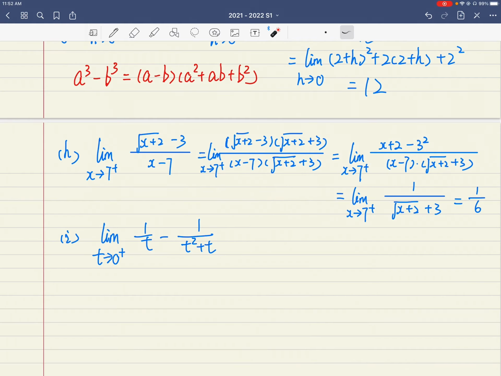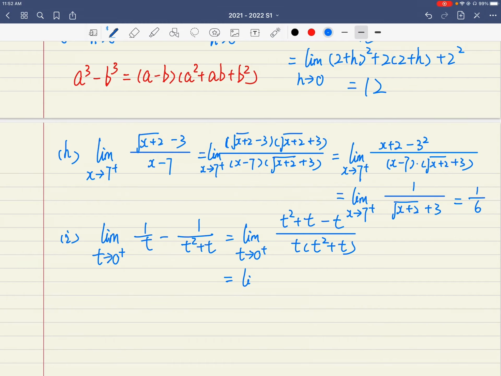Okay, never ever treat infinity as a number. Okay, infinity is just a concept. It's not a number. So don't calculate with infinity as a number. Okay, never do that. Instead, right, we can first do this. We can write it as a fraction, t times t squared plus t. So this part is t squared plus t minus t.